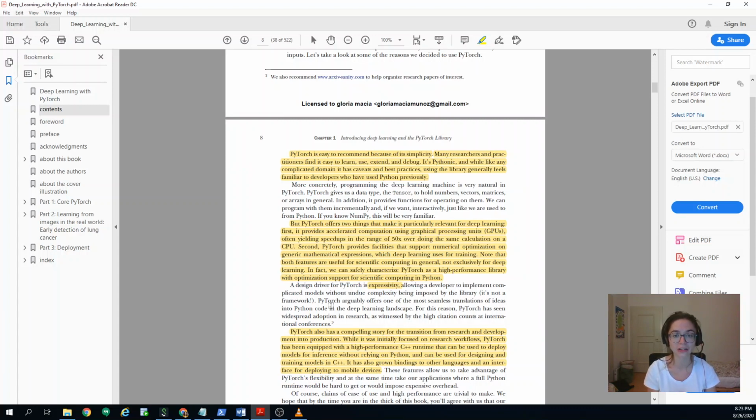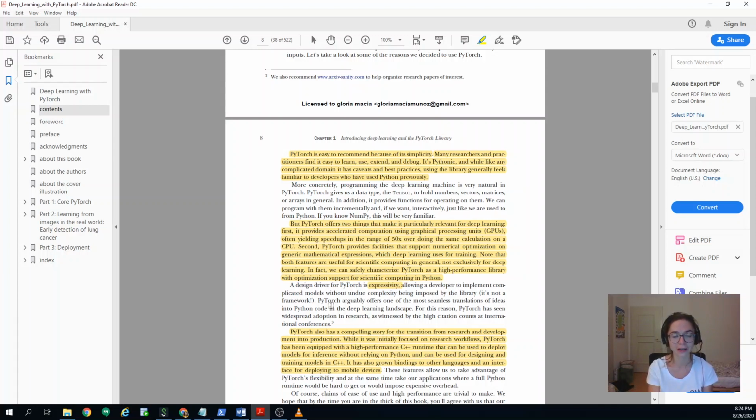It provides accelerated computing using GPUs, and it provides facilities that support numerical optimization on generic mathematical expressions, which deep learning uses for training. And then, a very important point, they say, note that both features are also used for scientific computing in general. So it's not exclusive to deep learning. In fact, we can characterize PyTorch as a high performance library which supports scientific computing in Python. So it's not limited to deep learning. It makes deep learning very easy and it's kind of a focus of it, but it's not the only thing you can do with it.